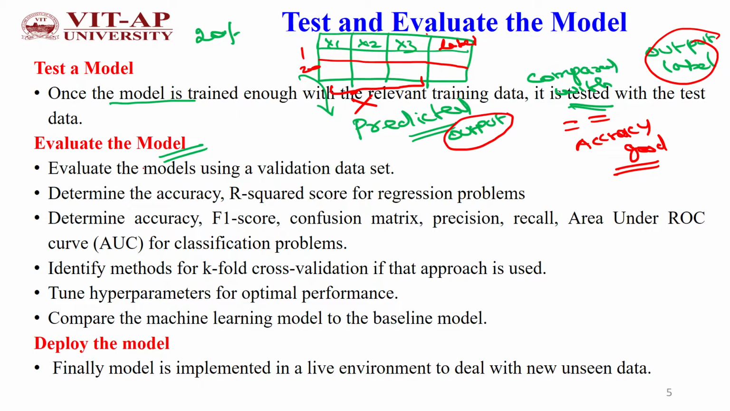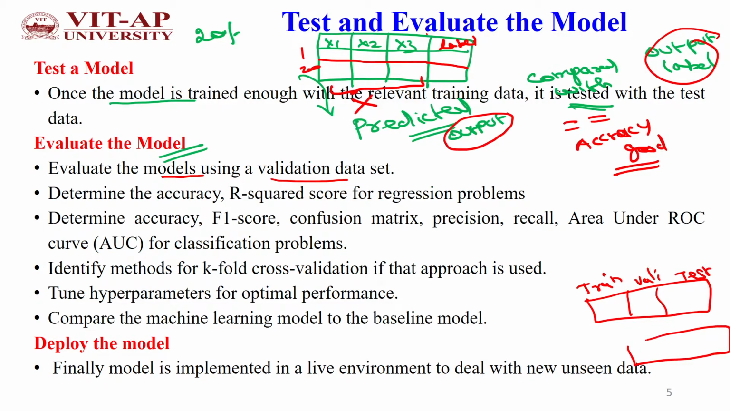So here the evaluation of the models can be done by using the validation data set. Sometimes the data set can be split into training data set, validation data set, and testing data set. But mostly the data will be split into training data set and testing data set. This testing data set is also called validation data set. So here the models will be evaluated by using the test data set or validation data set.